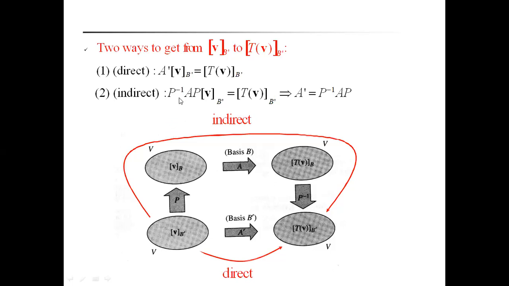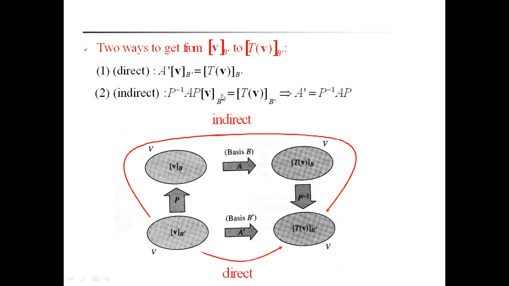In the direct method, we are using this formula: A dash into the coordinate matrix of V relative to the basis B dash is equal to the coordinate matrix of T of V relative to the basis B dash. This is the formula to find the coordinate matrix from V relative to B dash to T of V relative to B dash.